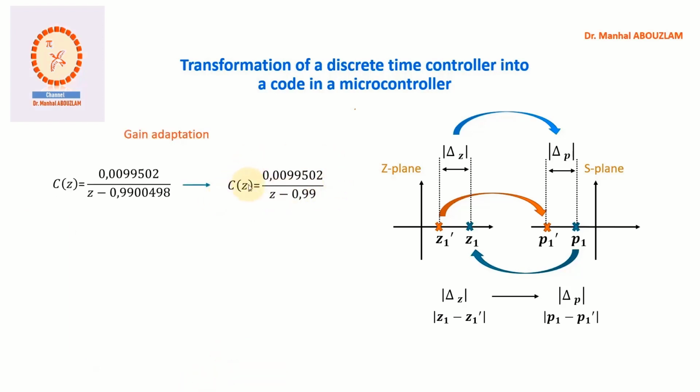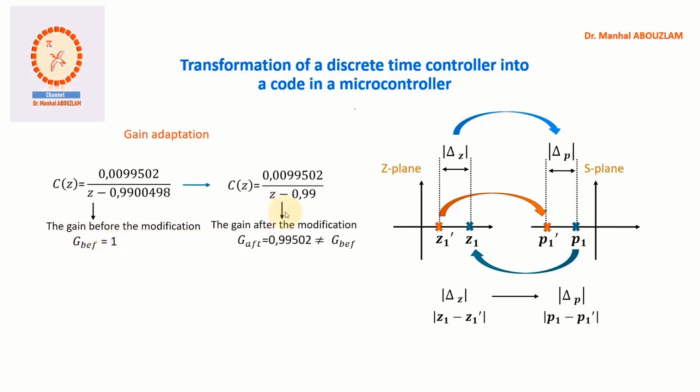Now we obtain this transfer function where the pole is modified. That means we kept just 2 digits after decimal point. Now what can you observe? In fact, the gain before the modification was equal to 1, but after modification the gain was changed. Now the gain after the modification is equal to this value, which is not equal to the gain before the modification. In fact, we have to keep the same gain as before the modification. We don't have to change our gain.